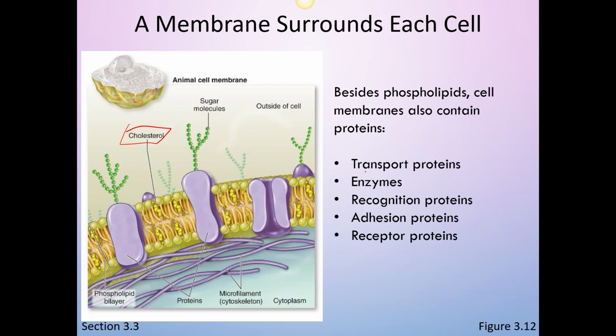The next thing you'll see is transport proteins. Transport proteins transport substances through the membrane. Enzymes are going to perform chemical reactions on the surface of the cell. Recognition proteins are known as antigens, and I like to call antigens cell ID cards.